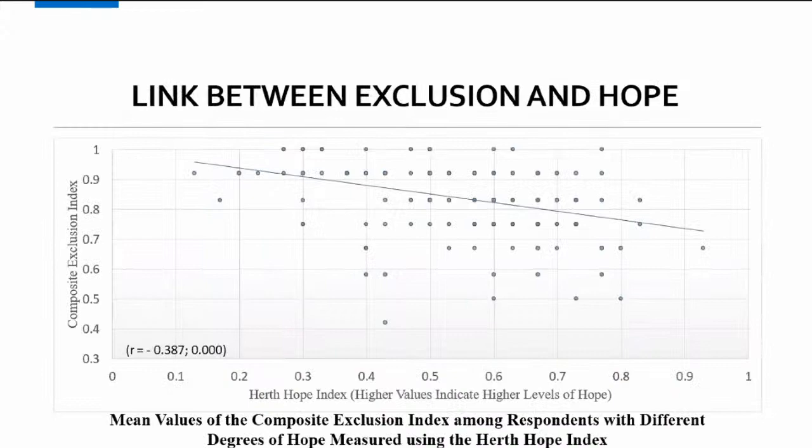We also were able to statistically link exclusion and hope, and we definitely see a moderately strong relationship there. Generally, what we see is an inverse relationship between the two variables. The greater degree of exclusion one experiences, you'd expect reduced levels of hope, right? This makes sense.